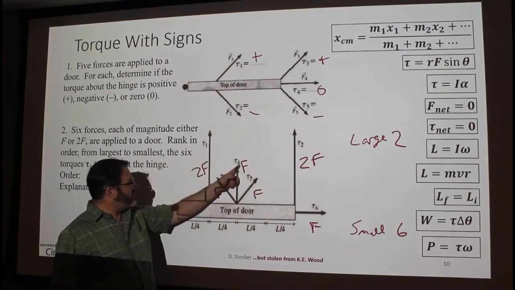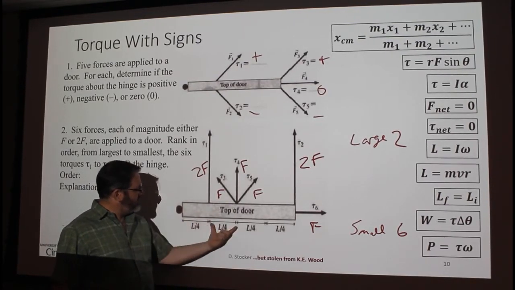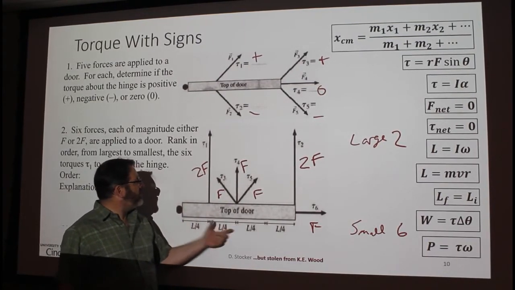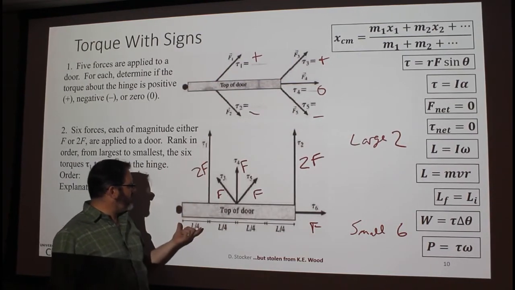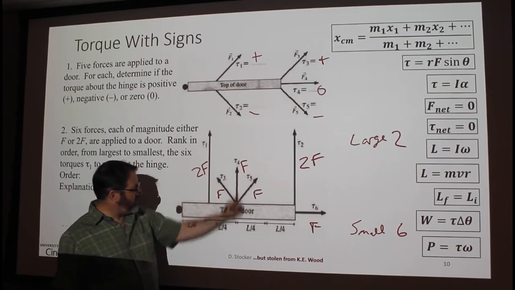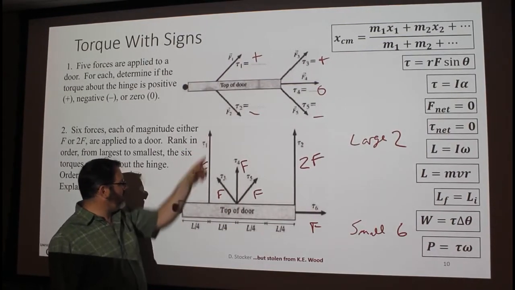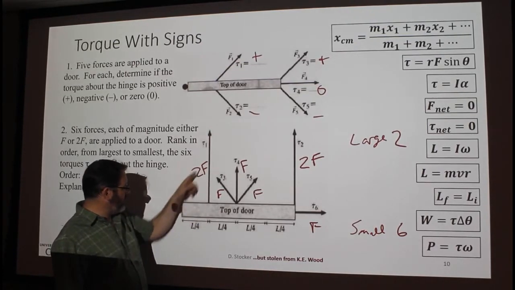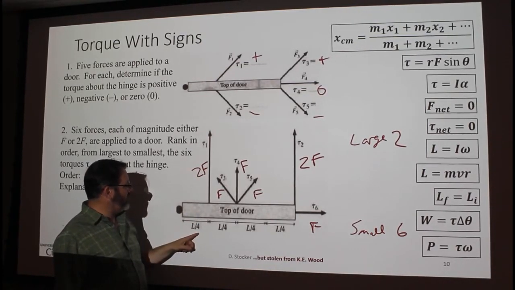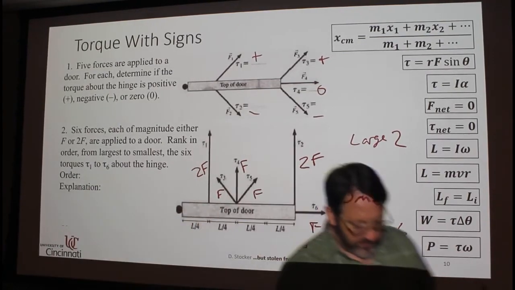So this one is a single F at a distance of L over 2. This one is 2F at a distance of L over 4. So if I compare F times L over 2 with this, I get 2FL over 4, or FL over 2. This one is the same as that one.